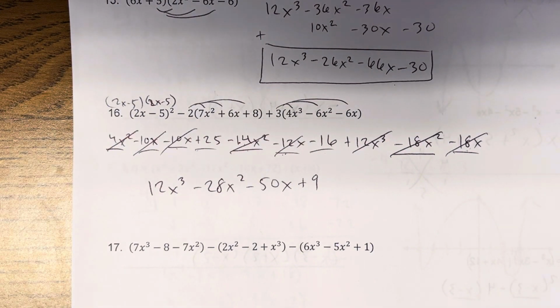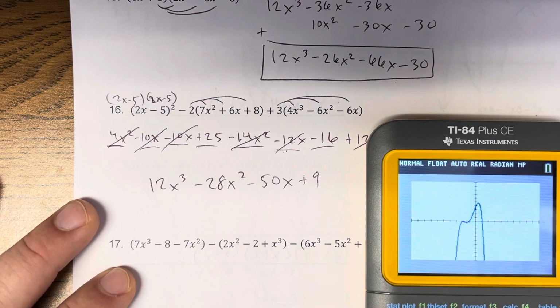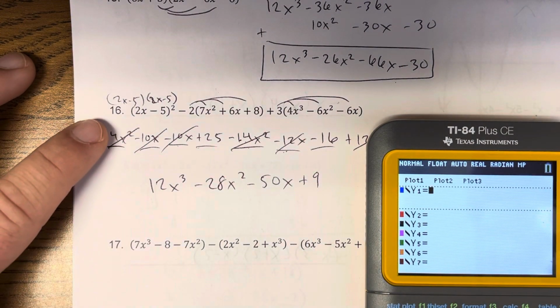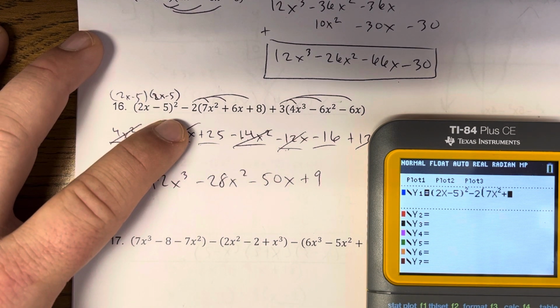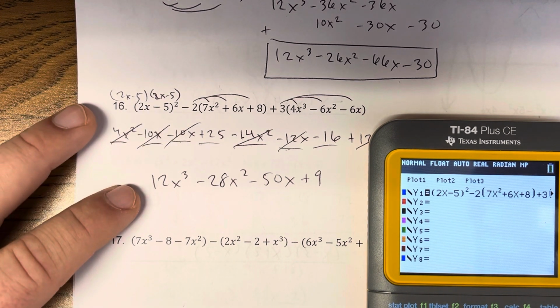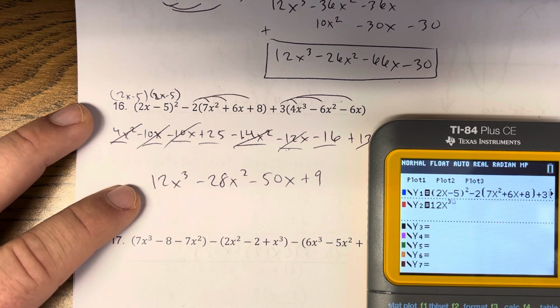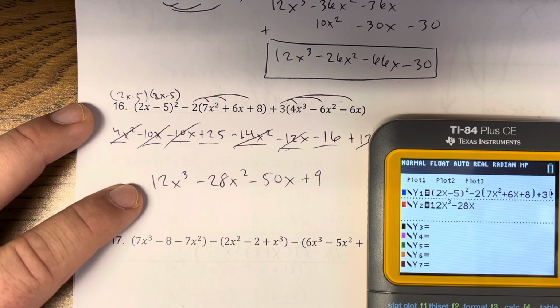And one thing you can do, and it's kind of a long process, but if you want to check your work on a problem like this one, I can put it in just as it is. And so I'll put in 2x minus 5 squared minus 2, 7x squared plus 6x plus 8 plus 3, 4x cubed minus 6x squared minus 6x. And then in y2, I'll put my answer, 12x cubed minus 28x squared minus 50x plus 9.